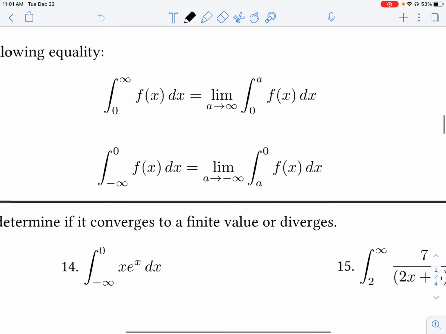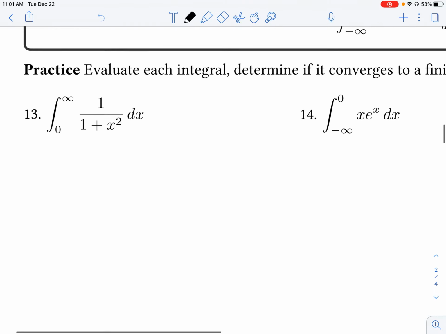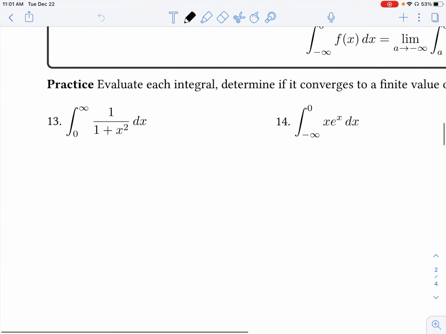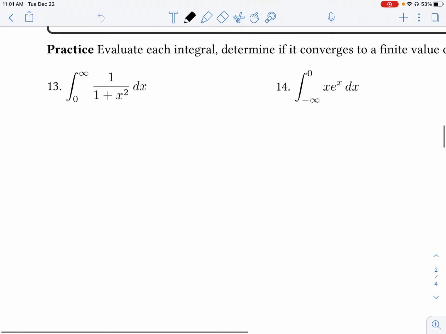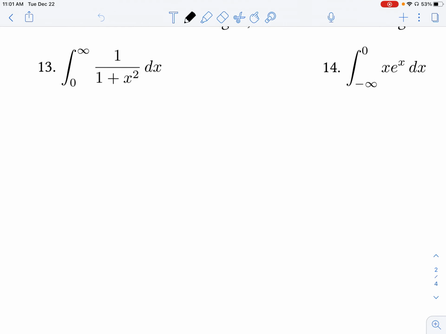So let's do just a few examples together, and then you can try a few more on your own and check your solutions with the problems that have been uploaded. Okay, so you'll notice that these are the same exact problems that I gave on the other side of the notes, and now we're just doing them analytically.